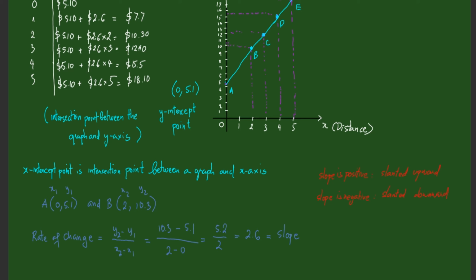I put this as a remark because it's important information for you to know. What if your graph is slanted upward, and when you calculate the rate of change, the slope, it turns out to be negative? It means you know right away there's something wrong with the slope. So this is important.